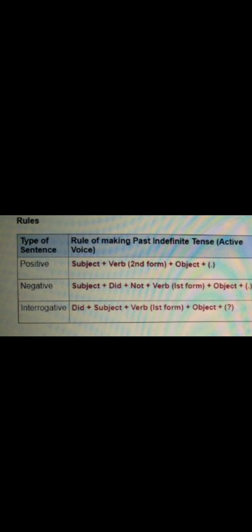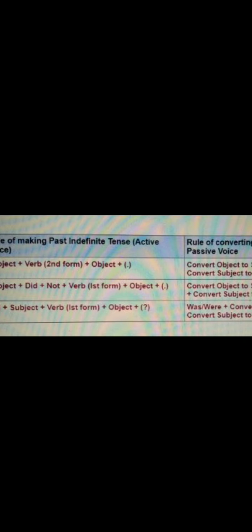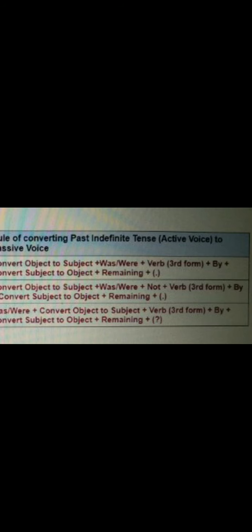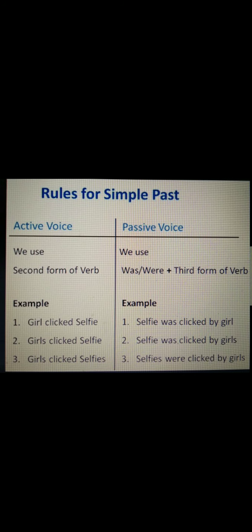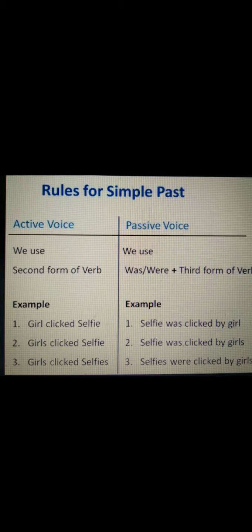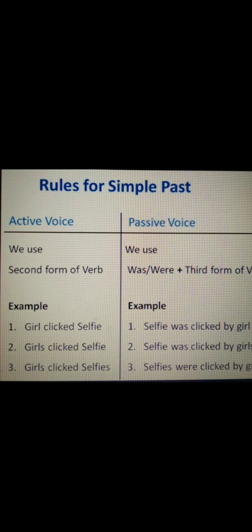Interrogative sentences in active voice: did plus subject, first form of verb and object plus question mark. We discussed this last time. Today's topic is past indefinite passive voice, and the formula is was or were. We will write it at the beginning of the sentence, then object to subject, then third form of verb or past participle, by, and convert subject to object, then if there is no remaining part, a question mark. Clear?